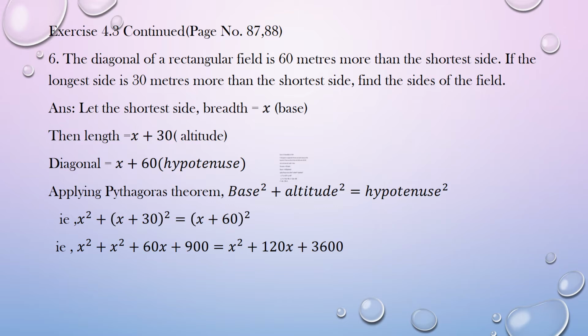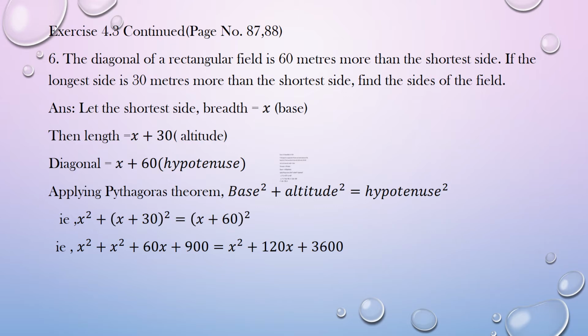We can take the length, breadth and the diagonal in the form of a right triangle by applying the Pythagoras theorem. That is, base square plus altitude square is equal to hypotenuse square. We can see x square plus (x plus 30) whole square is equal to (x plus 60) whole square. So, it will be x square plus 60x plus 900 is equal to x square plus 120x plus 3600.